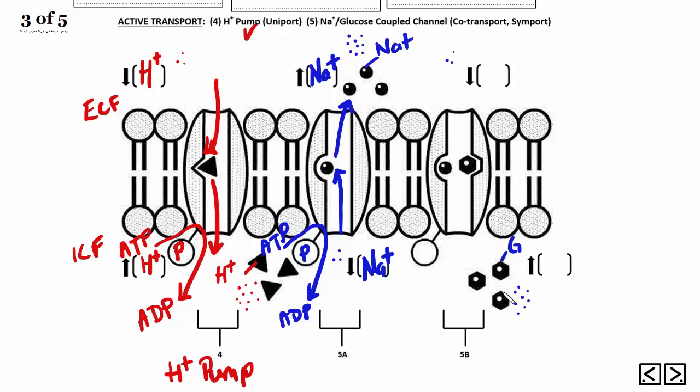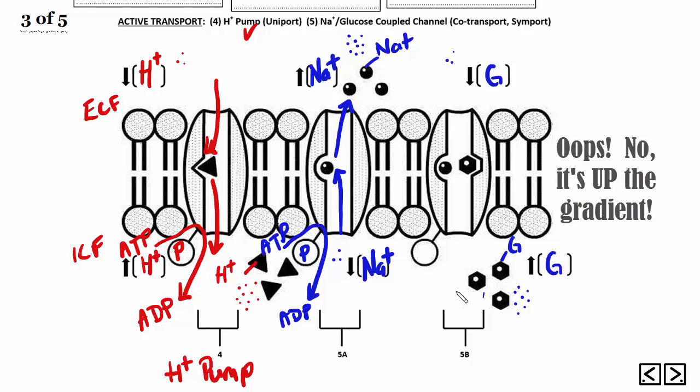We want to stockpile it, or we want to use it for cellular respiration or something. So outside, there's a low concentration of glucose. Inside, there's already a high concentration. So we're going to move it against the concentration gradient. This would be a good time to say down the concentration gradient.